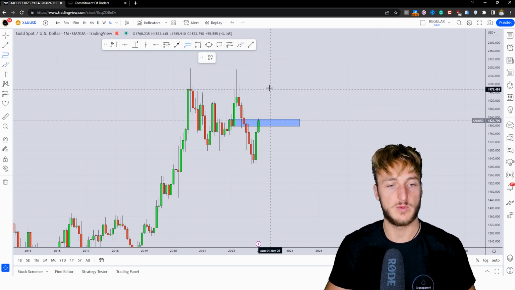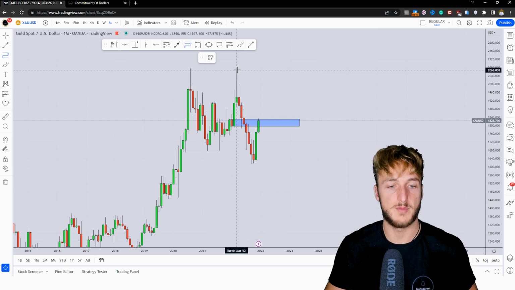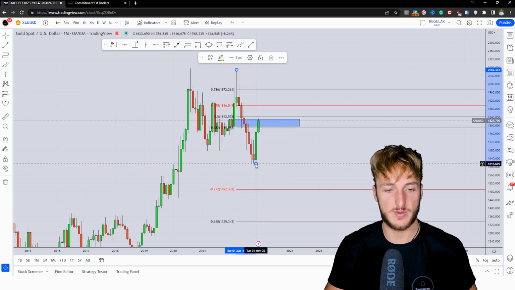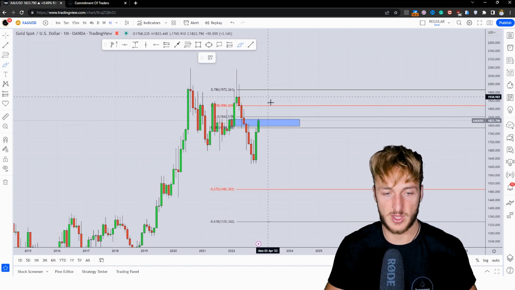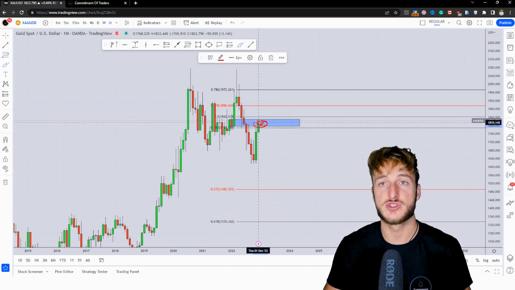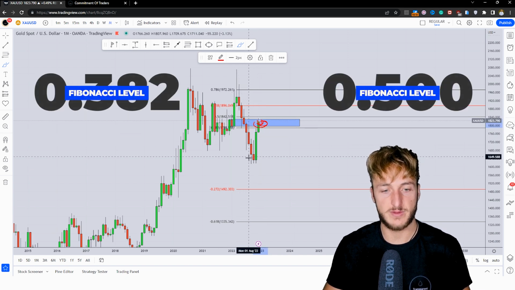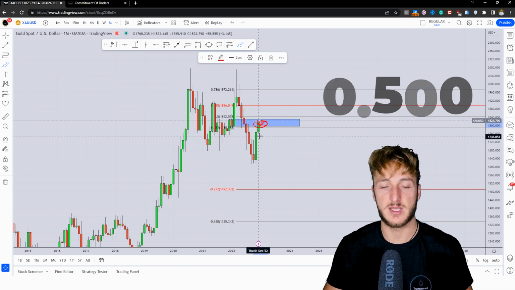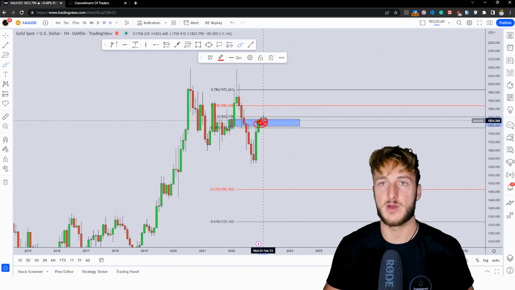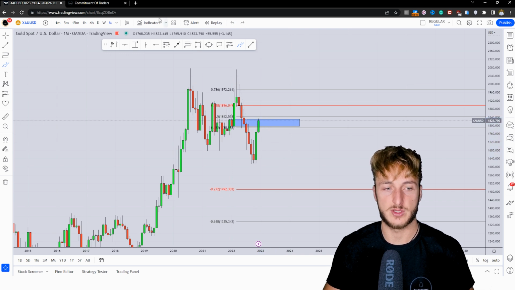We can also notice how we do have an impulse and a correction, and in general, after an impulse, if you want to measure the correction, you have to take your Fibonacci from the high to the low of the impulse. And what we can see is that this area that we have just identified is also exactly in between the 0.32 and 50% of the Fibonacci taken on this monthly impulse, which is a quite strong area of resistance that, once again, we could expect this market to reject to the downside.